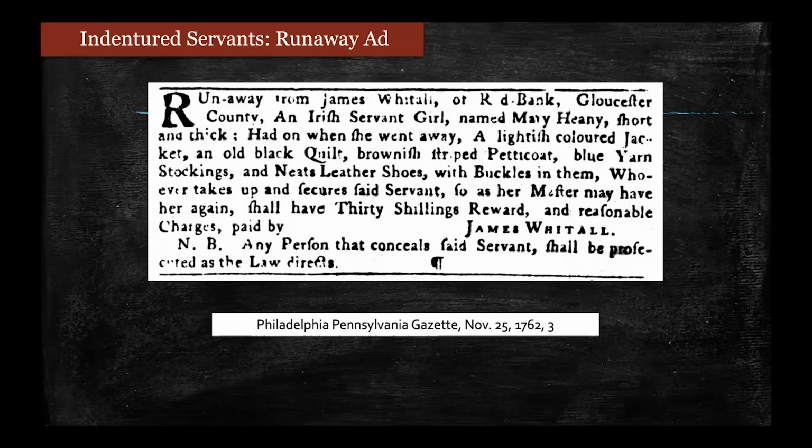And look at this subscript. Any person that conceals the said servant shall be prosecuted as the law directs. This is a powerful statement of power, of perhaps abuse. There's a reason why this Irish girl is running away. Mary Henny. I hope Mary Henny lived a long life and found happiness and got away from this man. But that's my own personal thoughts. That won't be on the test.